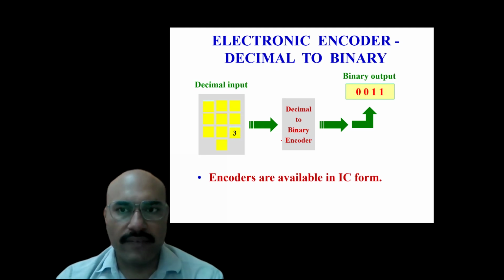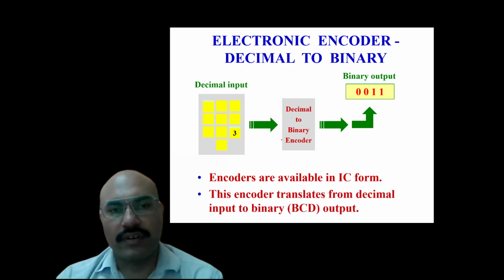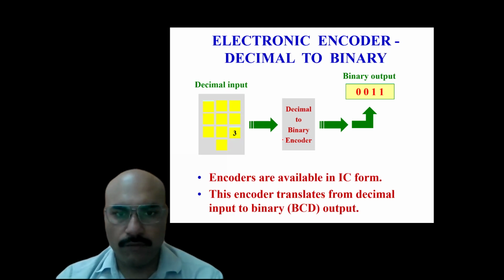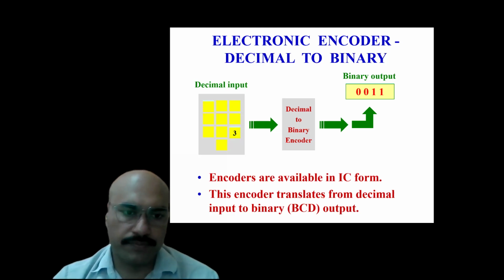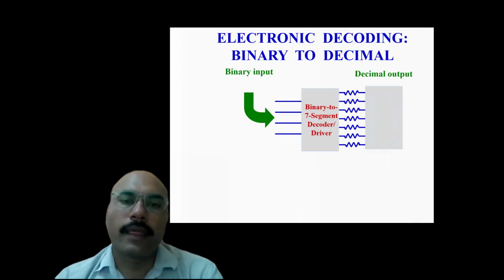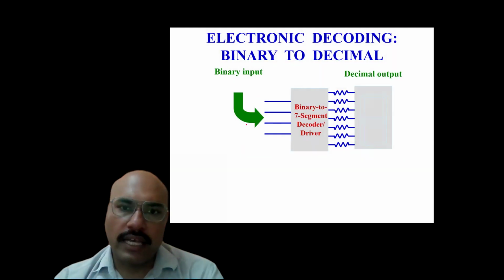These encoders are available in IC form. That's why when we use a digital to analog converter or analog to digital converter, we always use such kinds of devices. These encoders we can use to convert any decimal number to binary. To convert any binary number to decimal, we use decoders. So this is the example of a decoder, if you have any binary number and you want to convert it to a decimal number.